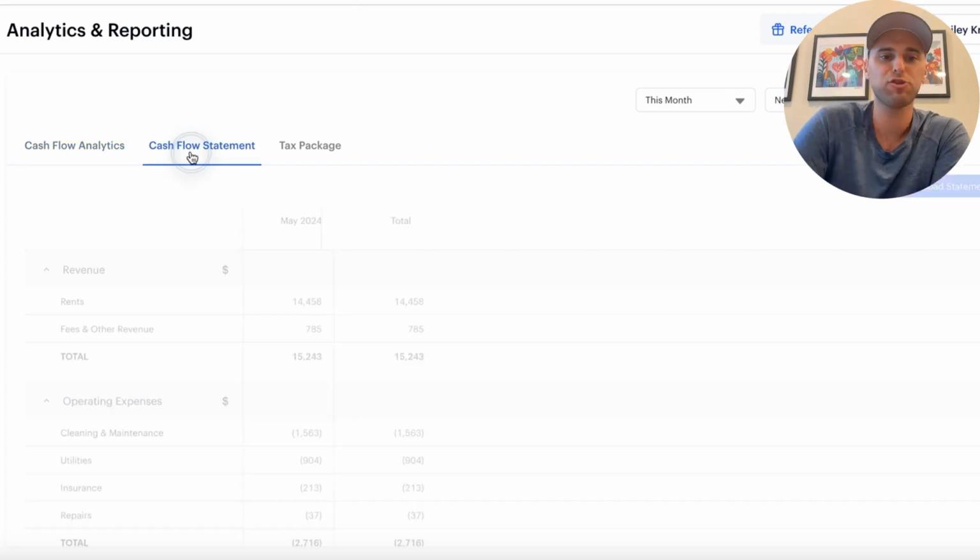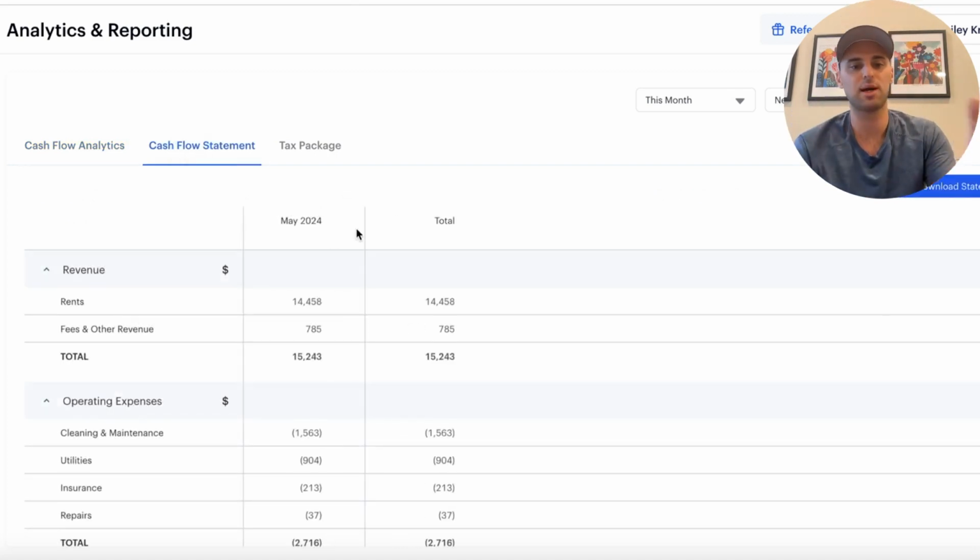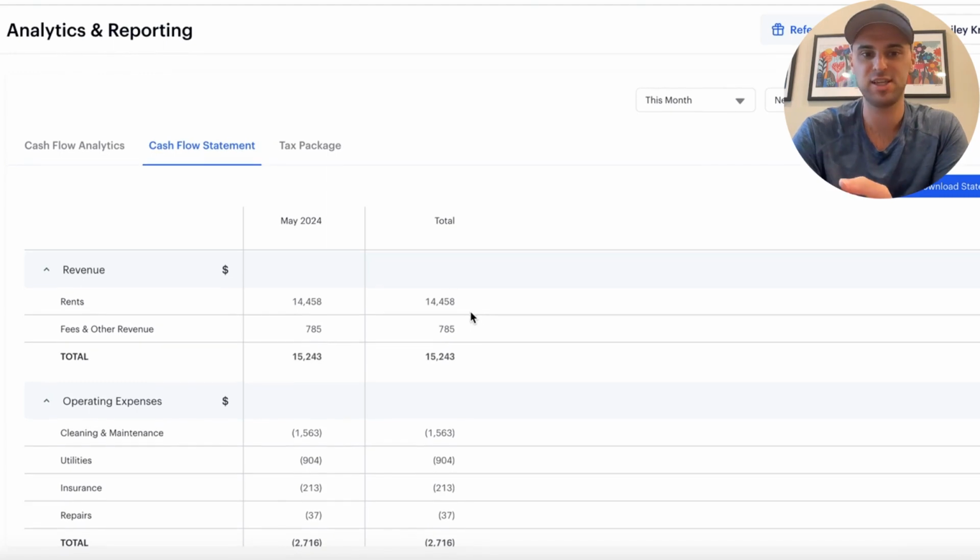Now, if I click on cash flow statements, I want to actually show you how these numbers break down. Because again, I've never seen these numbers before from other people, and I had no idea how much money they were making, how they're actually making the money, and all that. So that's what I'm doing here.